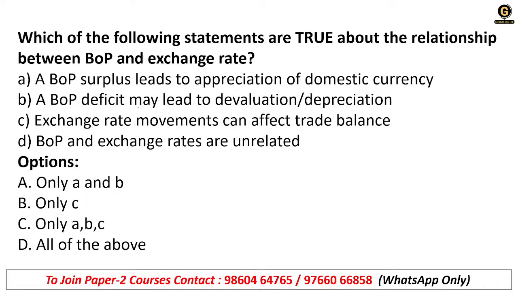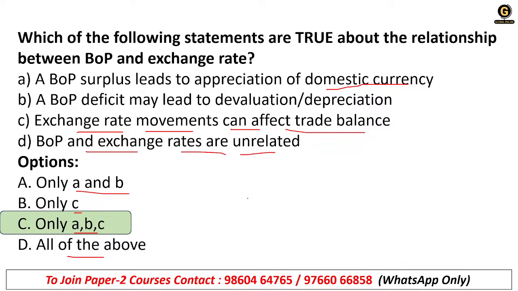Which of the following statements are true about the relationship between BOP and exchange rate? A, BOP surplus leads to appreciation of a domestic currency. B, a BOP deficit may lead to devaluation and depreciation. C, exchange rate movements can affect trade balance. And D, BOP and exchange rates are unrelated. Options are on screen: A and B, C, A, B, C, or all of the above. So what is it? It is option A, B, and C.